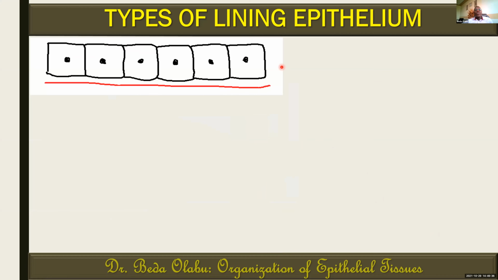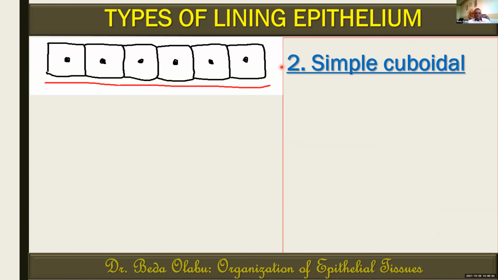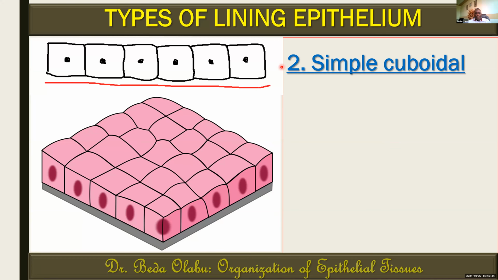Second type of epithelium would look like this. So we see one layer of cuboidal cells, we call it simple cuboidal. Simple cuboidal epithelium.